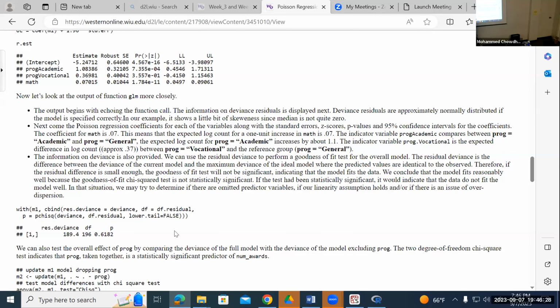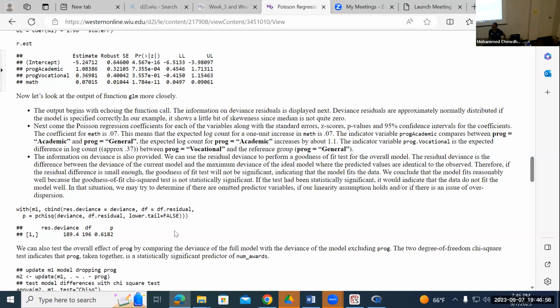Why? Goodness of fit, this is the chi-square. Are you seeing the p chi-square? They find the deviance from their residual, lower tail. So this line of code they have written, they found this, and as p is greater than 0.05, that means for the chi-square goodness of fit, the null hypothesis failed to reject.